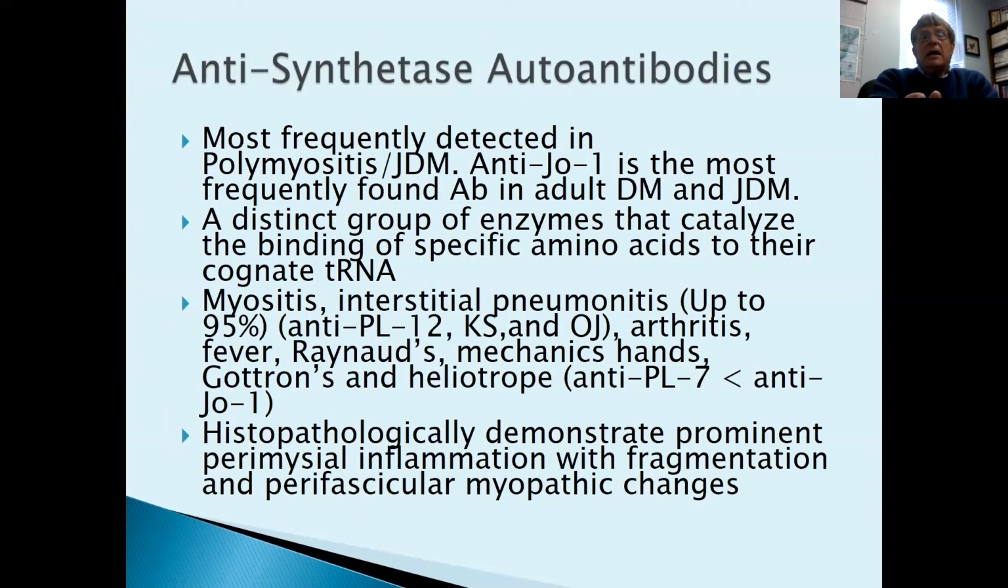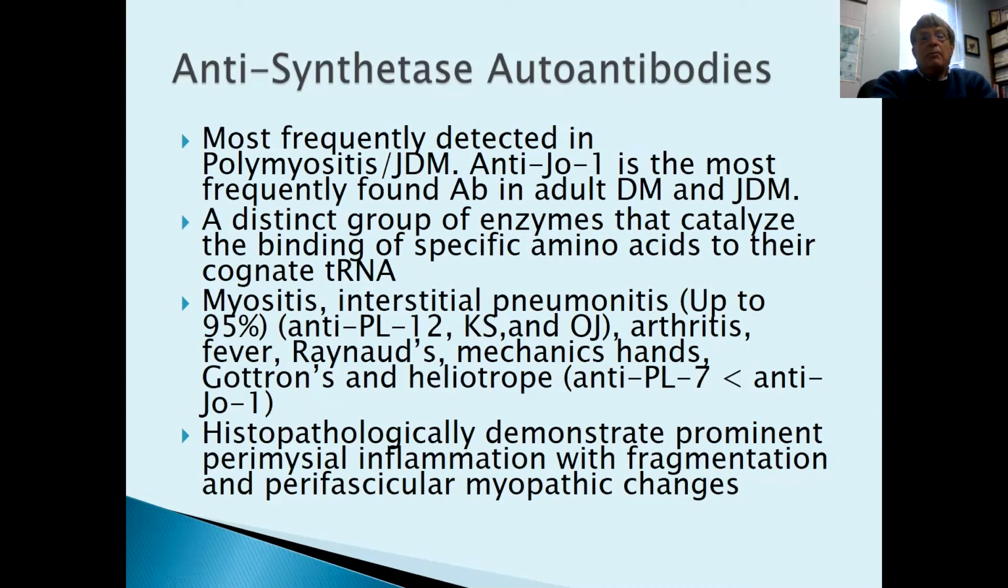The most frequently detected, as I alluded to, is the anti-Jo-1. It is an antibody that also is associated with restrictive lung disease, and so pulmonary function tests should be checked at baseline. There are also other myositis antibodies, such as anti-PL12, anti-KS, and OJ, which are associated with interstitial pneumonitis, and therefore these patients need their lungs monitored. These patients also have arthritis, fevers, Raynaud's, and many have what's called mechanic's hands and have the classical dermatomyositis findings of Gottron's papules over the MCPs, and a heliotrope rash over the eyelids.